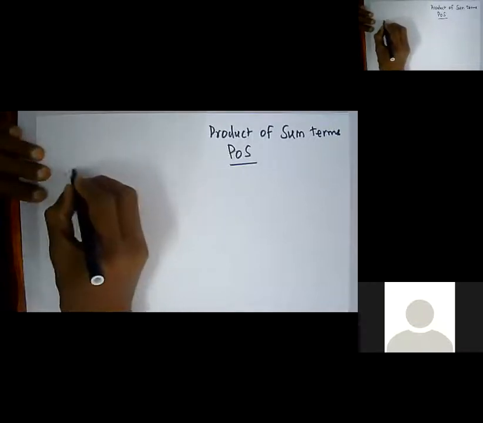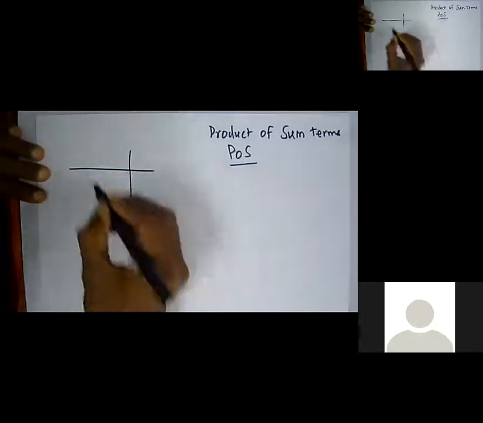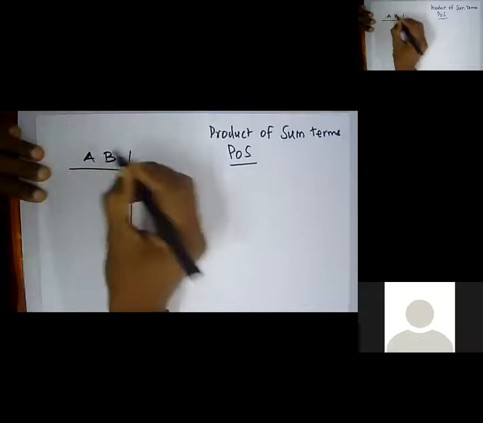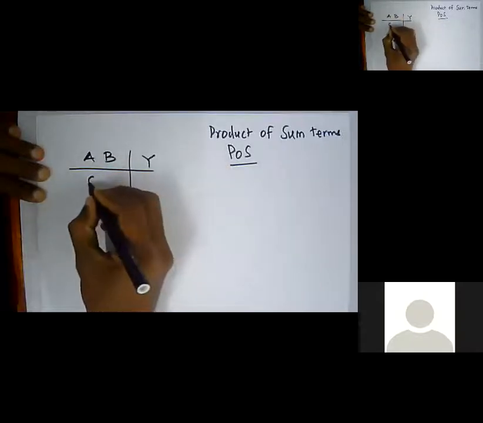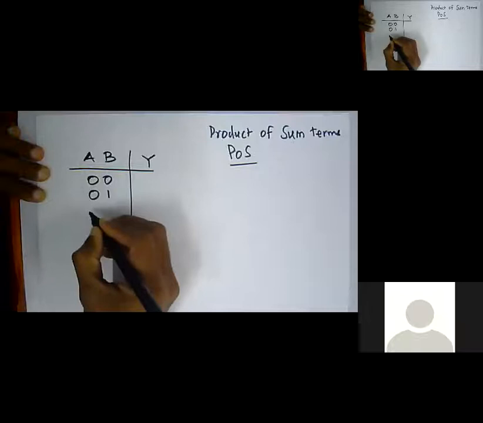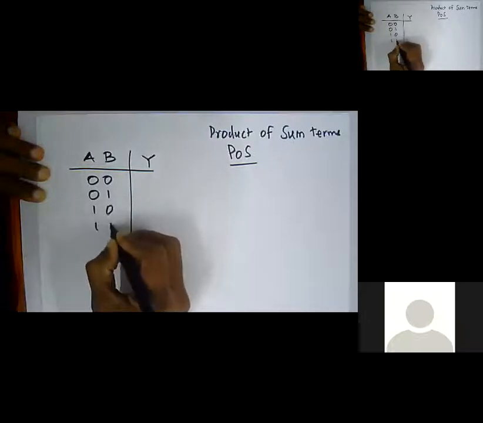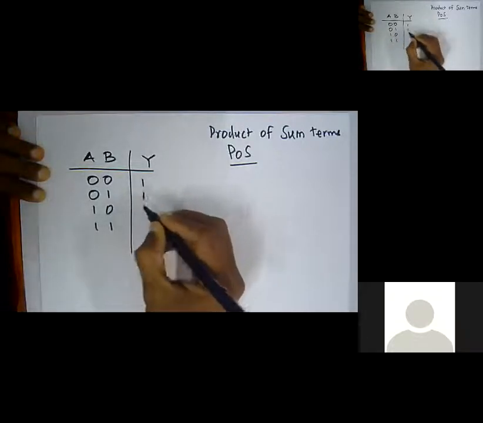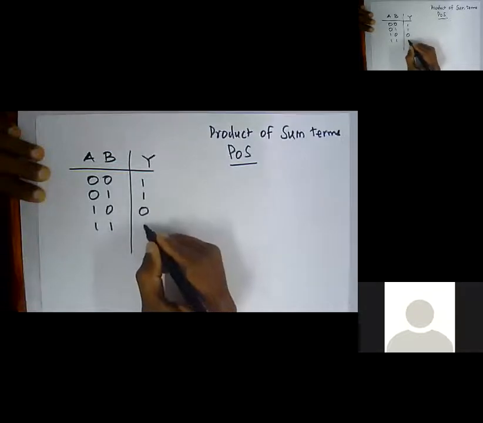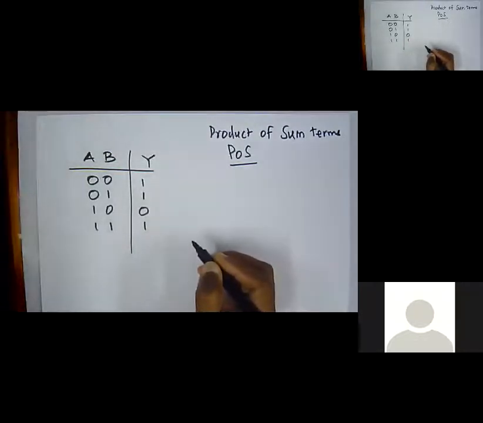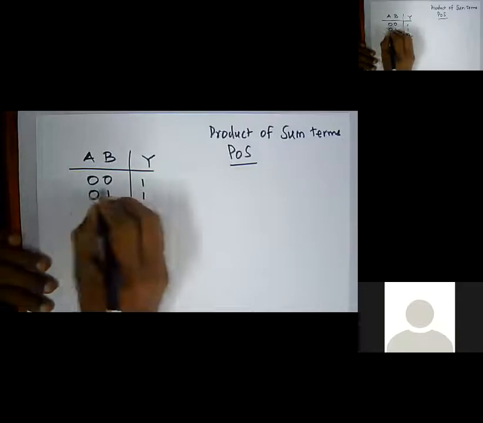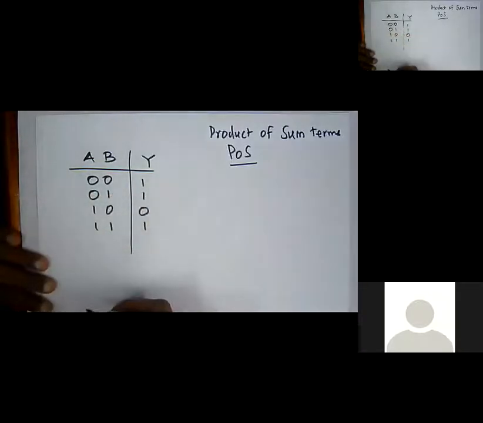So just consider the truth table with two variables, A, B, and Y: 0 0, 0 1, 1 0, 1 1. So let the output be 1, 1, 1, 0. What we have done earlier is we have grouped the ones.